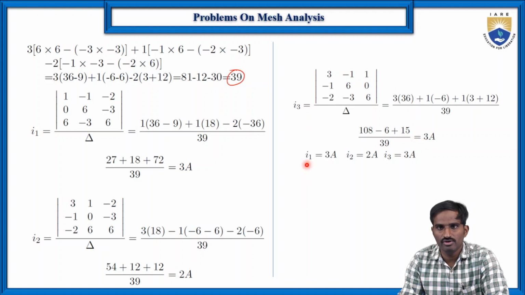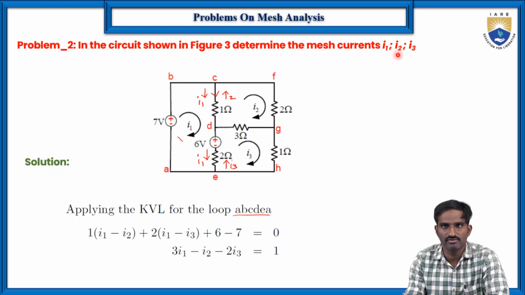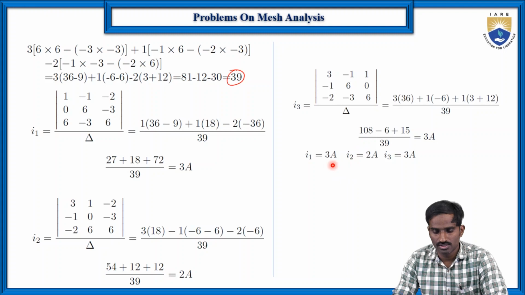So now we have the values of I1, I2, I3, right? In the given problem, they asked us to find I1, I2, I3, and now we have calculated them. The value of I1 is equal to 3 amperes, the value of I2 is equal to 2 amperes and the value of I3 is equal to 3 amperes.